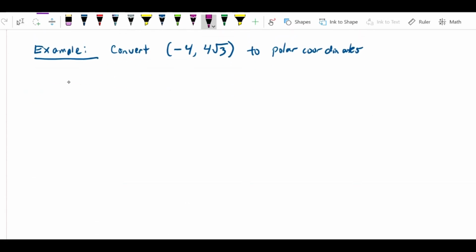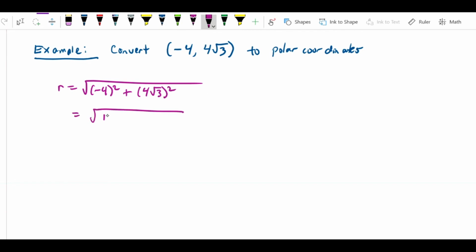Let's write r is going to equal the square root of (-4) squared plus (4 root 3) squared. So that equals the square root of 16 plus, if I square this, 4 times 4 is 16, root 3 times root 3 is 3, so that's 16 times 3, or 48. That gives us the square root of 64, which equals 8. So the radius is 8.